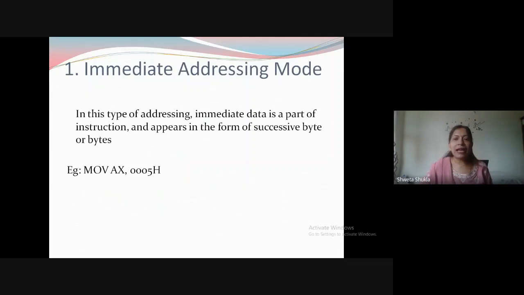In the case of immediate addressing mode, when you are writing an instruction, for example, MOV AX, 0005H, you are directly giving the data in the instruction itself. So this is called immediate addressing mode, when the immediate data is part of the instruction. So that clears it up.